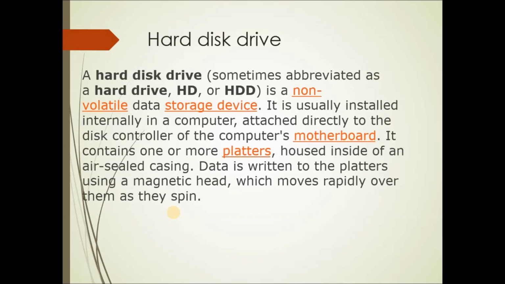After that comes the hard disk. A hard disk drive, sometimes abbreviated as a hard drive, HD or HDD, is a non-volatile data storage device. It is usually installed internally in a computer, attached directly to the disk controller of the computer's motherboard. It contains one or more platters housed inside an air-sealed casing. The data is written to the platters using the magnetic head, which moves rapidly over them as they spin.